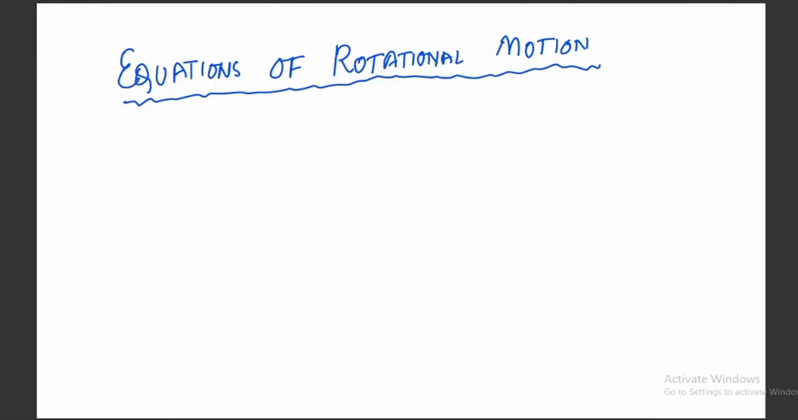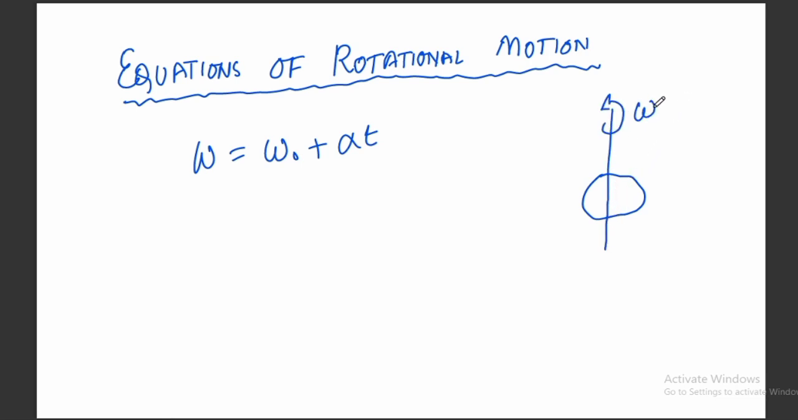In this video, we will derive the equations of rotational motion. First of all, we will derive the first equation of motion, that is omega equals omega naught plus alpha t. So let's start. First of all, let us consider a rigid body rotating about a fixed axis with angular velocity omega and constant angular acceleration alpha.